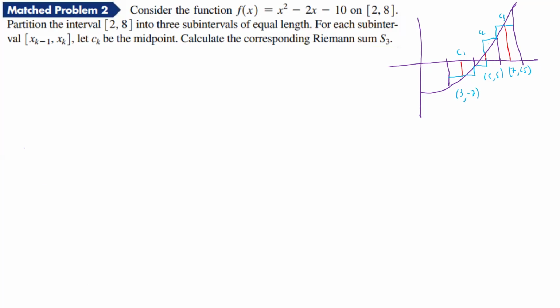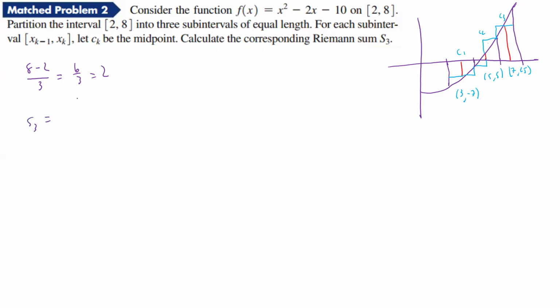Well, for each subinterval, we already knew how big a part it was because if you take 8 minus 2 divided by the number of intervals, that's going to be 6 over 3, so that's 2. So we knew it was going to be 2 apart, but we could also see that just looking at our picture. So sometimes you can see it in the picture, sometimes you can't. Now they want us to calculate the S3.